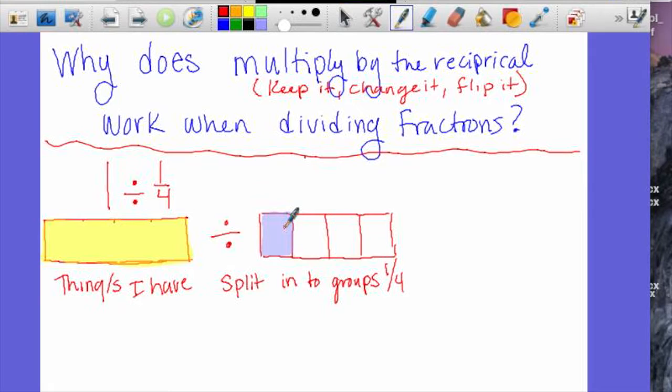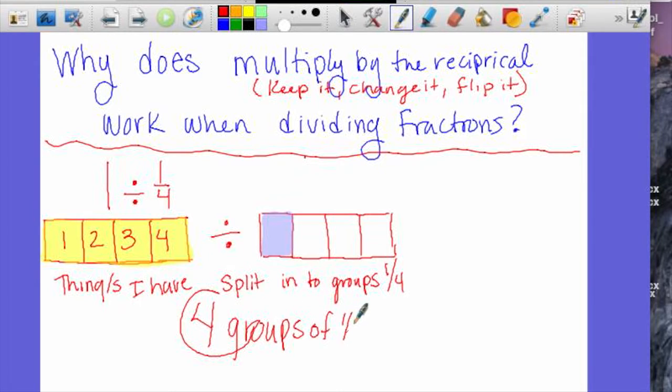Well, hopefully you know there's 4 in one whole, because I have to take this shape and see how many of these blue squares fit in there. Okay, so basically I can fit 1, 2, 3, 4 whole blue squares inside of there. So my answer is 4 wholes, because I have 4 groups of 1/4.